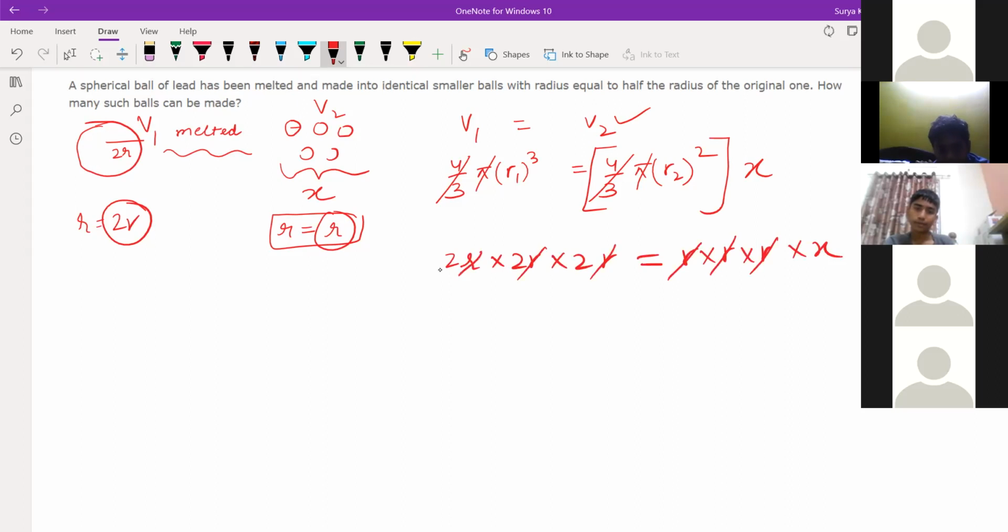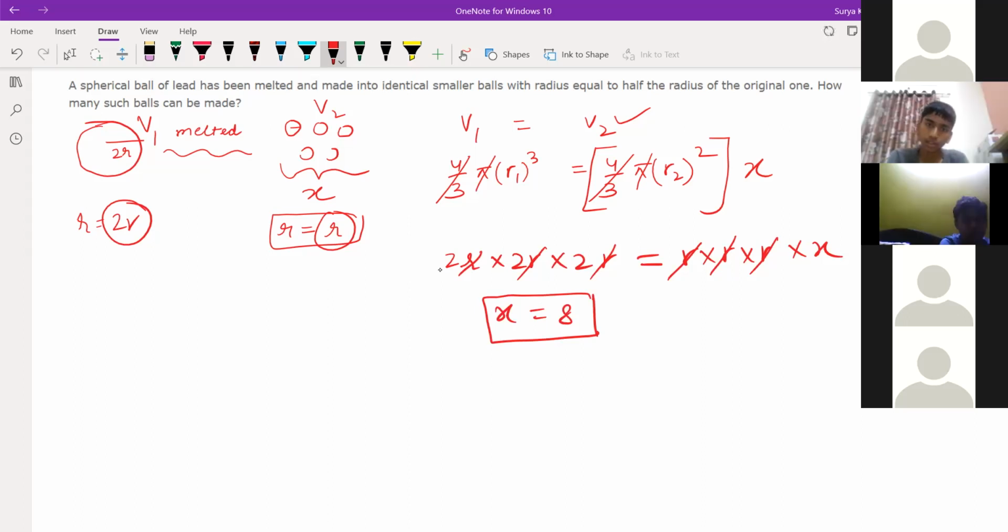So it should be 4 by 3 pi R2 cube, no sir. One minute. So X is equal to 8 numbers. Now you tell me your doubt. It should be 4 by 3 pi R2 cube, no sir. Yeah, here cube, yes. Fine. Anyone still having doubt anywhere? Wait, let me just type once again. Speak what you're saying.